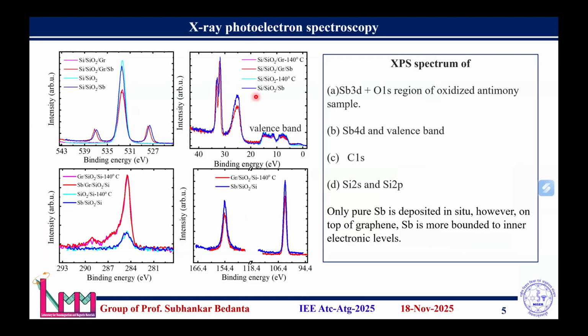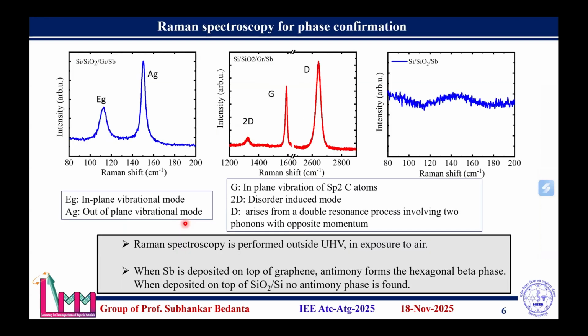Before characterizing the magnetic part, we performed X-ray photoemission spectroscopy measurements and confirmed the presence of antimony as well as graphene by taking the XPS spectra. These four figures show the binding energy versus intensity curves, which confirm that the Sb and graphene films are well deposited on top of the substrate. But to confirm the phase, we have to perform Raman spectroscopy. In figure 1, you can see that when antimony is deposited on top of graphene, these two Eg and A1g modes are the in-plane and out-of-plane vibrational modes for antimony.